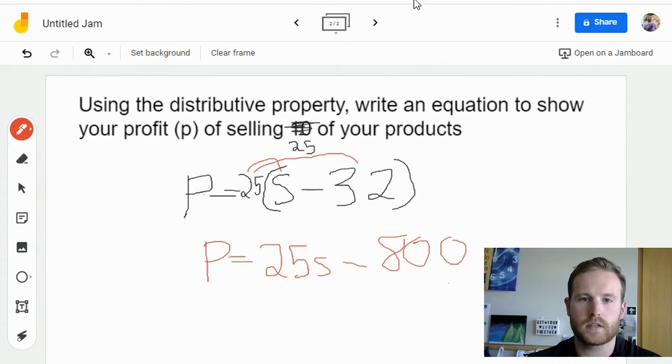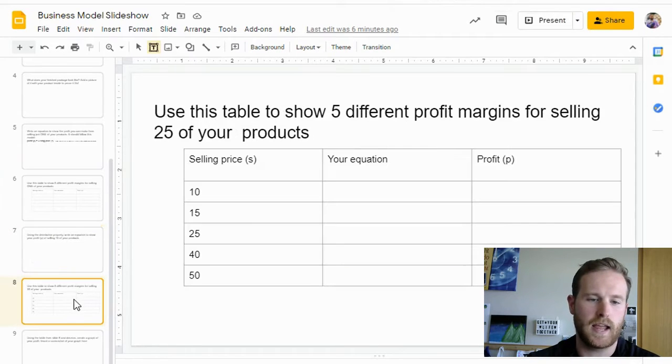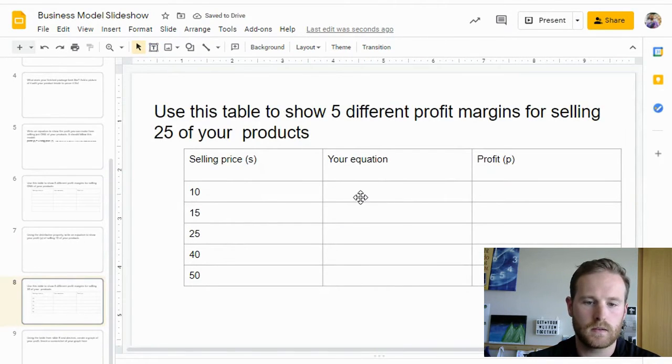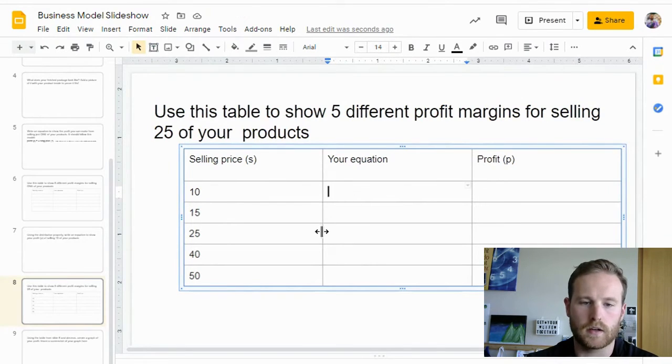So next, you'll want to head over to slide 8. Keep your same selling prices, but now you're going to use your new equation to figure out your profit margins. I'm going to run through that now.